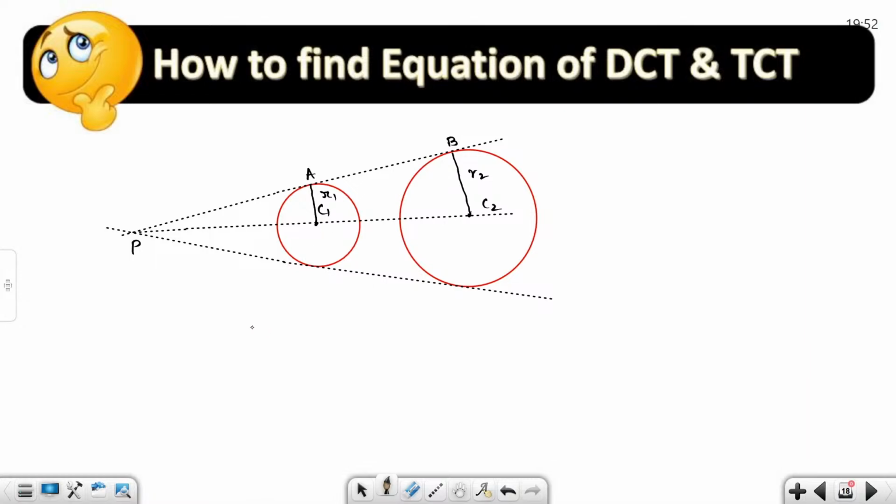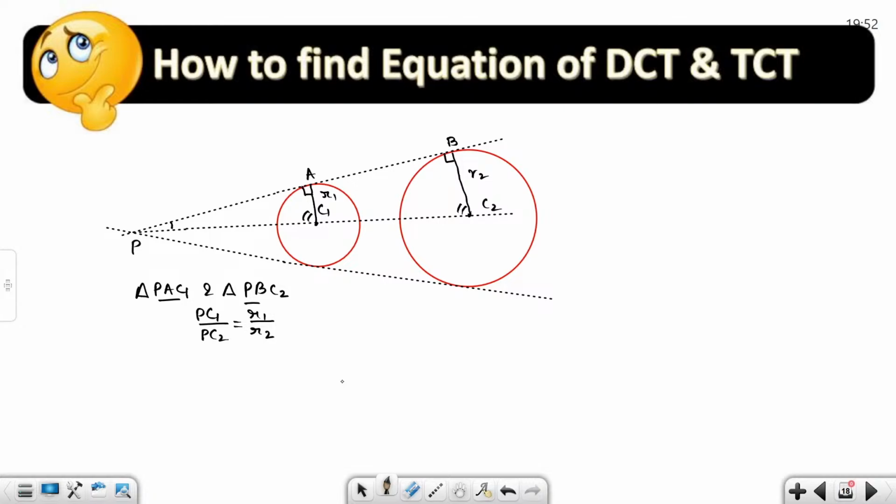So now if you consider the triangle PAC1 and triangle PBC2, in these two triangles we can see that this angle is 90, this angle is 90, and this angle is the common angle, thus this angle will be equal to this angle, hence these two triangles are similar. Now if they are similar, their corresponding sides are in proportion, so we can write PC1 over PC2 is equal to R1 by R2.